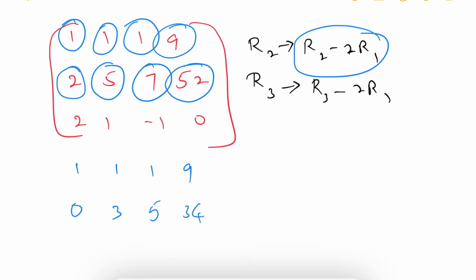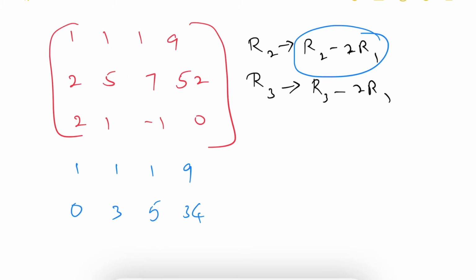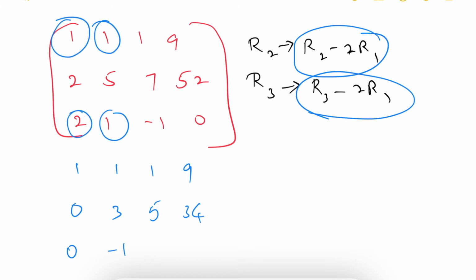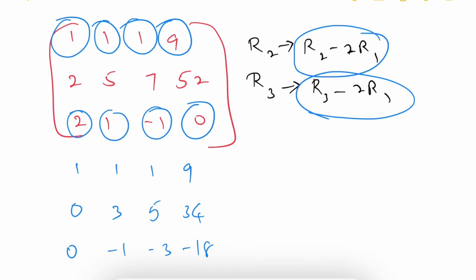Next the same way, third row also if you observe. Third row what we are doing, R3 minus 2R1. So 2 minus double again, 2 minus 2 is 0, 1 minus 2 is minus 1, minus 1 minus 2 will become minus 3, 0 minus 18 it is minus 18.